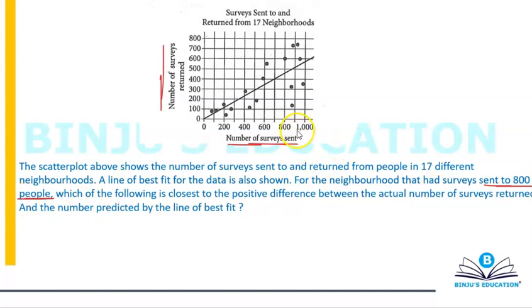800 is somewhere here. This is exactly where 800 is. This is the line of 800. Which of the following is closest to the positive difference between the actual number of surveys returned and the number predicted by the line of best fit?